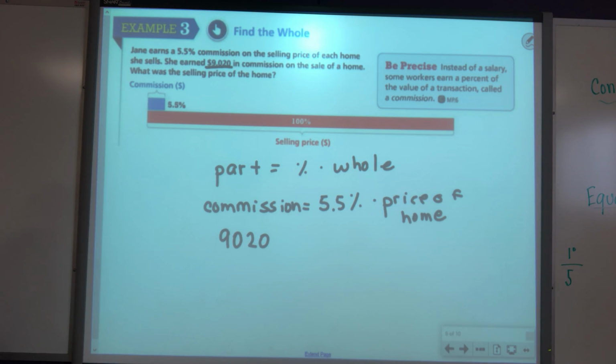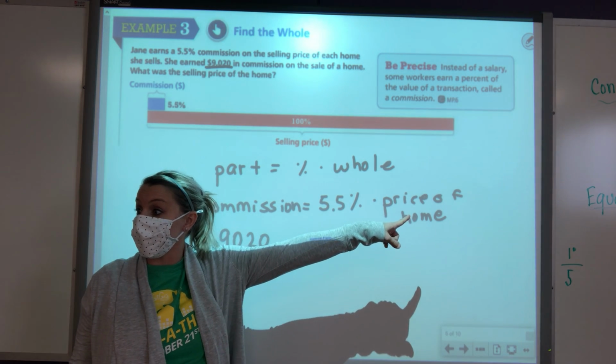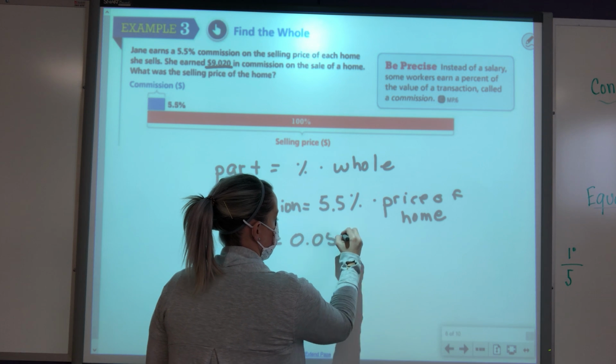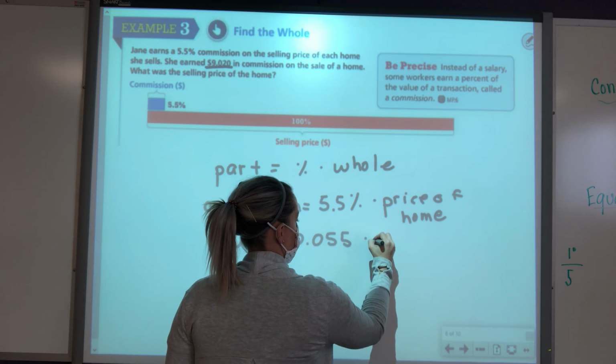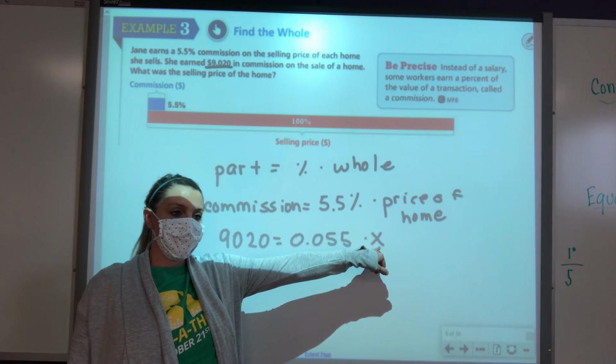What are we looking for? We're looking for our home. We're looking for the price of the home, right? We know that she earns this. So we have to find the whole.